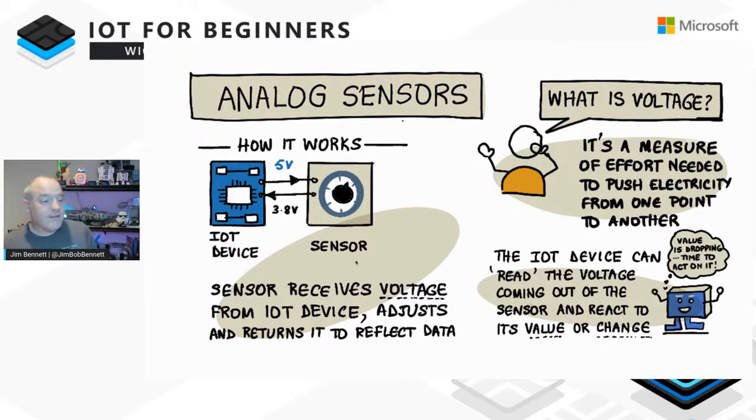Most IoT devices work at either 3.3 volts or 5 volts. So you would send, say, 5 volts from a device to a sensor, and then if you got back 2.5 volts, you know that you're reading a certain value. What that value is depends on the sensor, but that's how you read it. It sends a voltage and then reads a voltage level back. Voltage is the measure of effort needed to push electricity from one point to another. It's not the amount of electricity, that's amperage, it's the amount of push from one to the other.